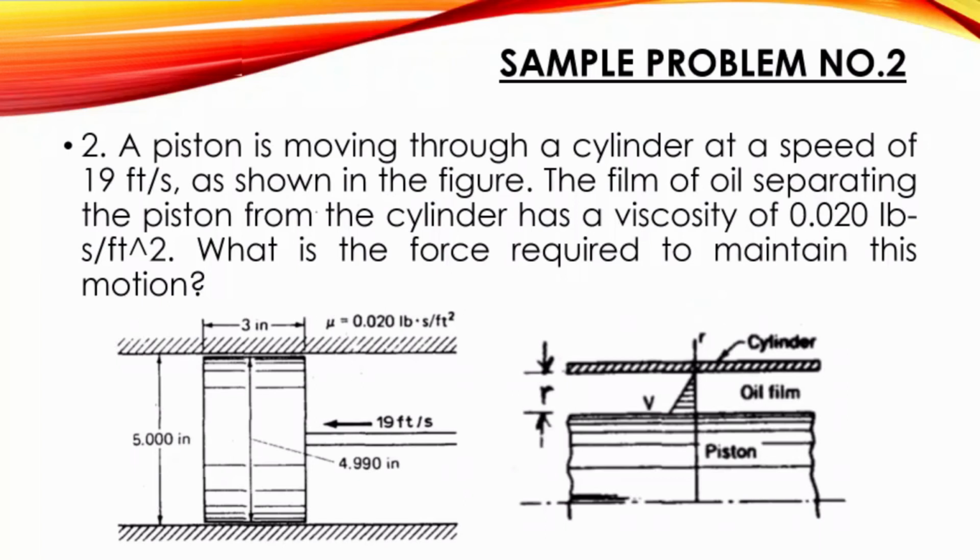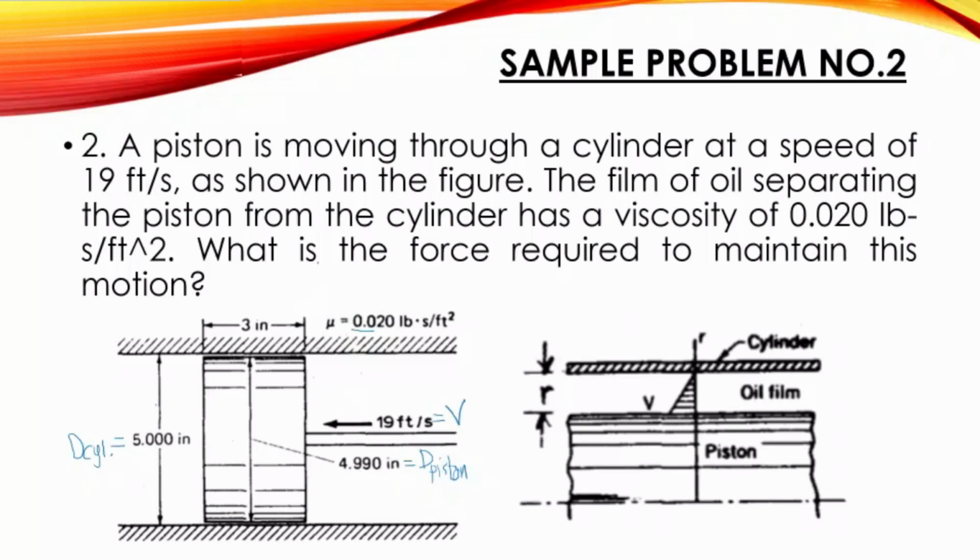So this is the figure, guys. You can see this is the diameter of the cylinder. This is a cylinder, which has 5 inches. This is the piston. The diameter of the piston is 4.990. The height of that piston is 3 inches. Then this is the viscosity of the film of oil. Then this is the velocity required to move the piston.